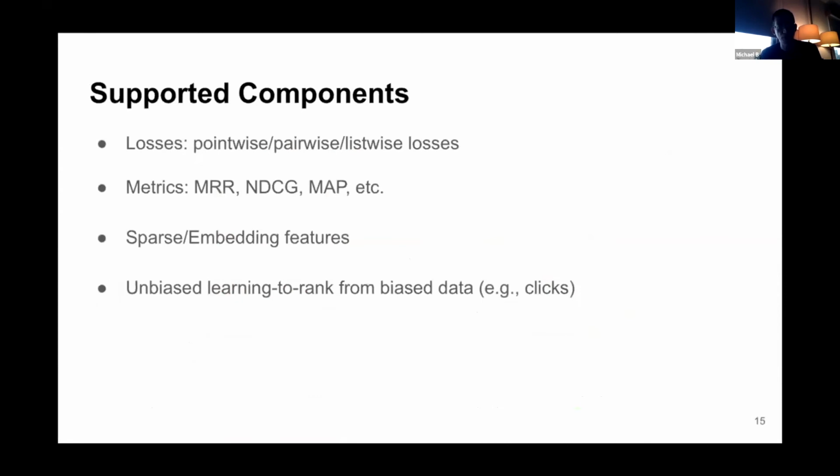I talked a little bit about this. So, this is kind of the standard supported components that TensorFlow Ranking has. It has losses, metrics, sparse and embedding features, and also something I will not talk too much about in this talk, but something very important, which is what we call unbiased learning to rank from biased data. So how do we actually learn from clicks, which are biased and noisy?